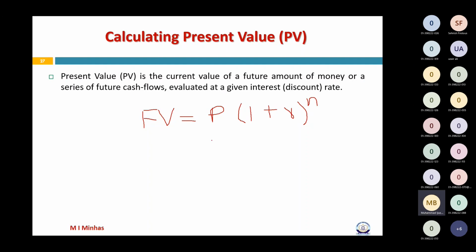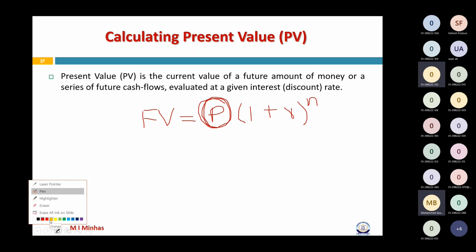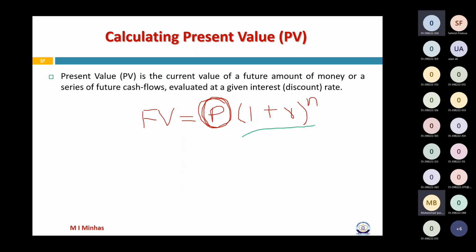So now, can we calculate the present value, which is actually the principal amount here? Can we calculate present value from this formula, right? It's like basic mathematics. We'll just shift this 1 plus R term on the other side. So the principal amount, or the present value, is equal to what? Future value divided by 1 plus r raised to the power n, right?